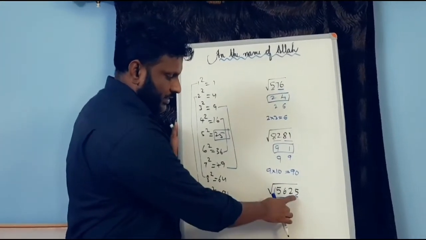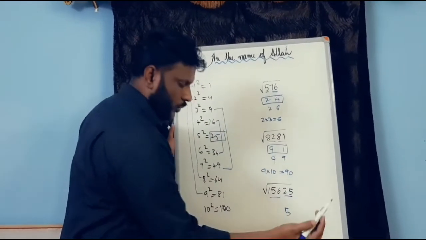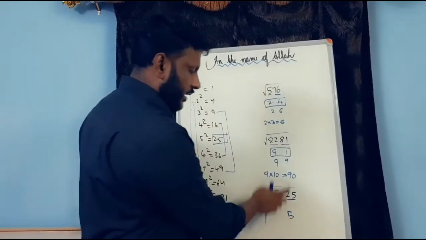So look here again, this pair and this pair. The last digit is 5, so 5 is alone, it ends with 5 only. So here no more confusion, 100% the answer ends with 5.